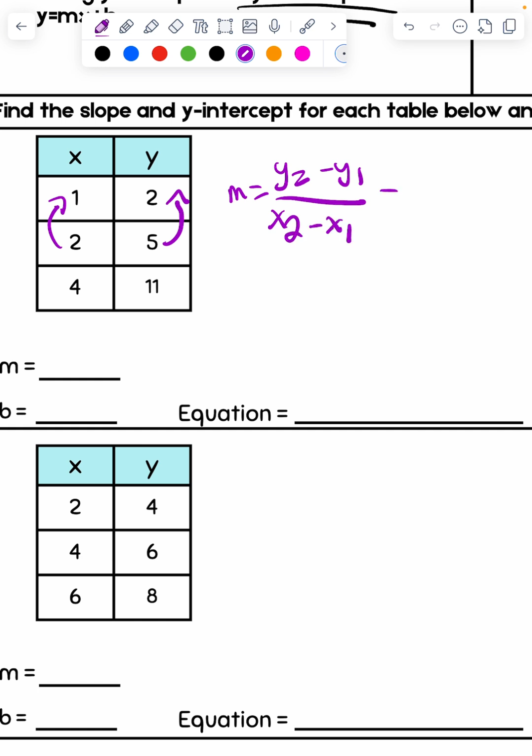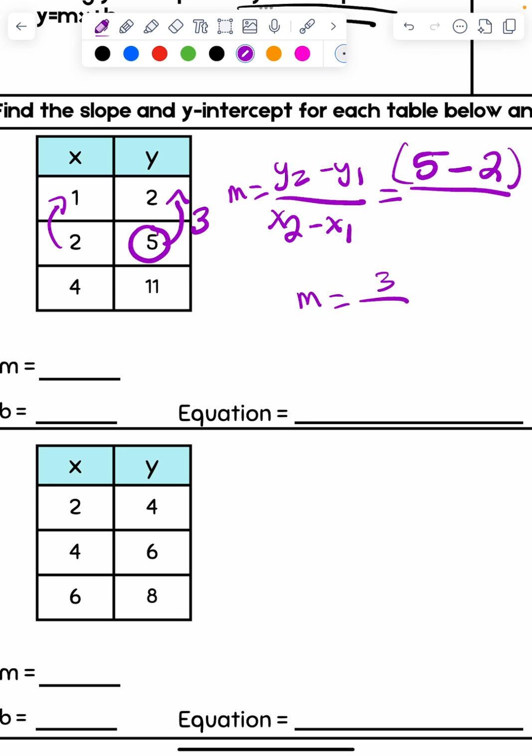Okay? My second y coordinate is 5, so I'm going to write 5 minus my first y coordinate, which is 2. What is 5 take away 2? That's going to give me 3. Okay, so I'm just going to go ahead and do that first step. You can also put in parentheses in your calculator.